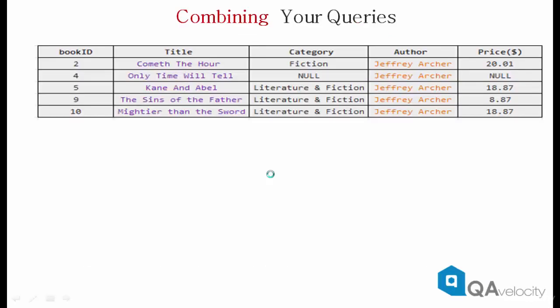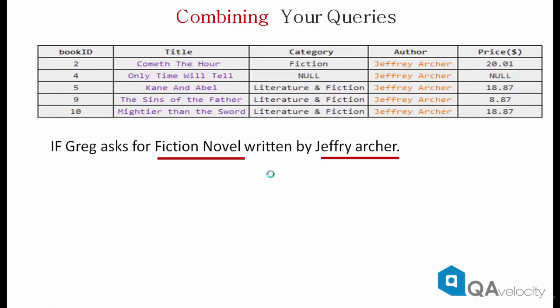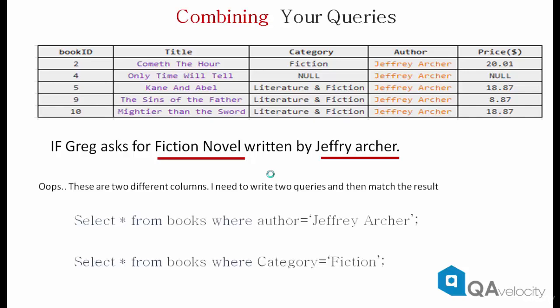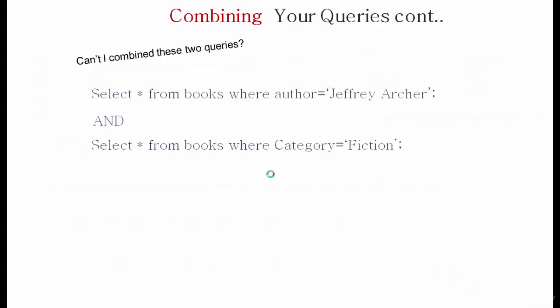So what would happen if Greg asked for fiction novels written by Jeffrey Archer? If we see the table, fiction novel is a category and Jeffrey Archer is an author. So these are two different columns. So we need to write two queries and then match the result. My first query would be select star from books where author equal to Jeffrey Archer, and my second query would be select star from books where category equal to fiction.